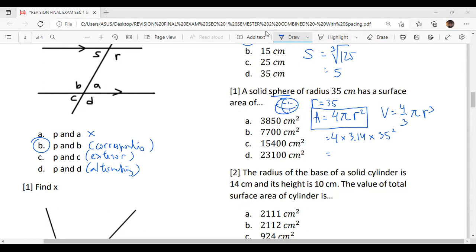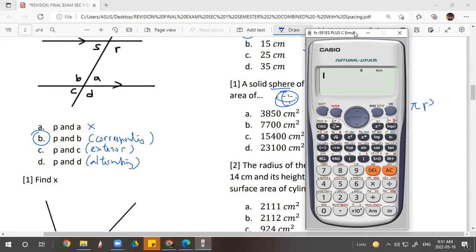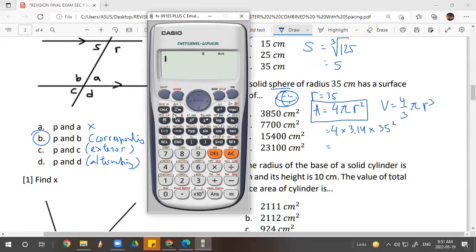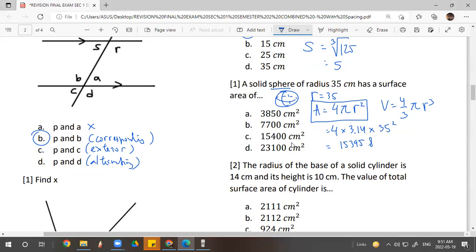in your calculator. Okay, a moment, I'm finding my calculator. There you go. As you can see in front of you, we have a huge calculator. 4 times 3.142, or 3.14, up to you, times 35 squared, or times 35 times 35. Oh, decimal, no exact answer. But the nearest one is 15,400. So you put C. So you find the nearest answer. Okay. Next.